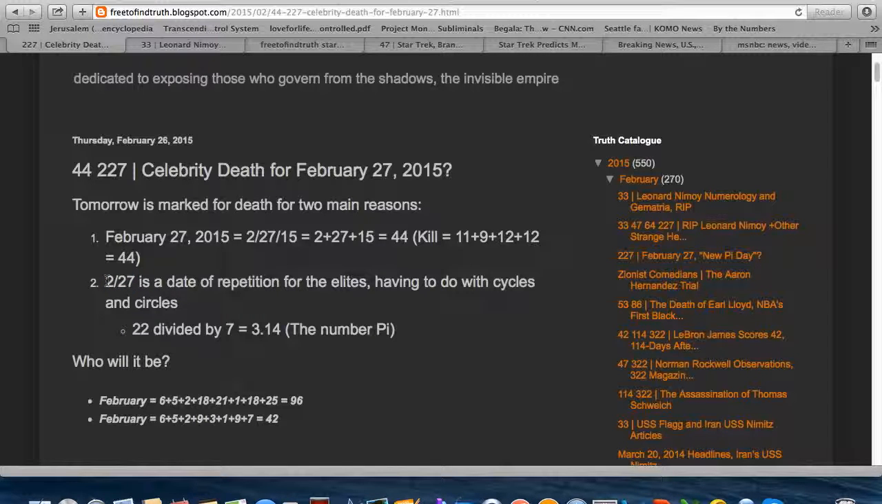Because if you take these numbers 227, if you make it 22 and you divide it by 7, you get the number pi, 3.14. We see this number repeated so much in history. Last March, there was the plane crash in the Indian Ocean with 227 passengers. In the past, there's been missing flights, Flight 227, other wrecks with 227 passengers. The Ronald Reagan assassination attempt happened at 2:27 in the afternoon, and so much more.